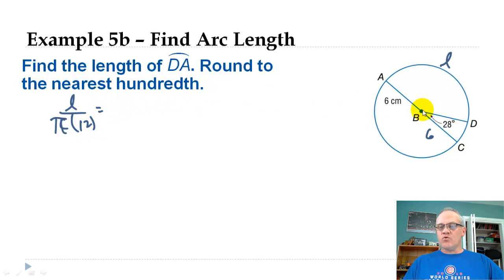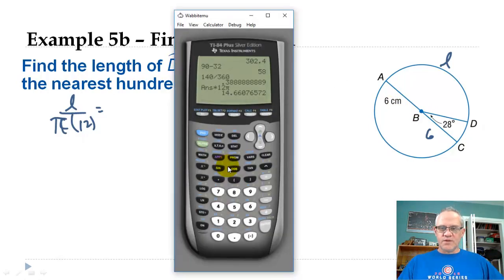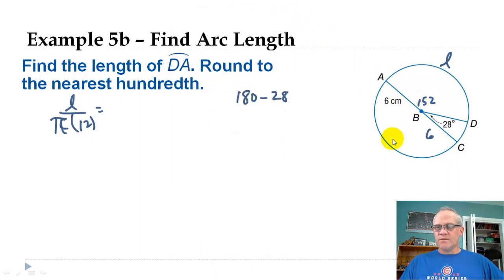And then, now what happens here? We don't know what the degree is here. So what do we have to do? We know this is 28, so we can do 180 minus 28. So we got 152 there. And then here we're going to say 152 degrees over 360. So the part that we want to find, the arc, over the total, the circumference, which is pi times diameter, equals the degrees over the degrees.